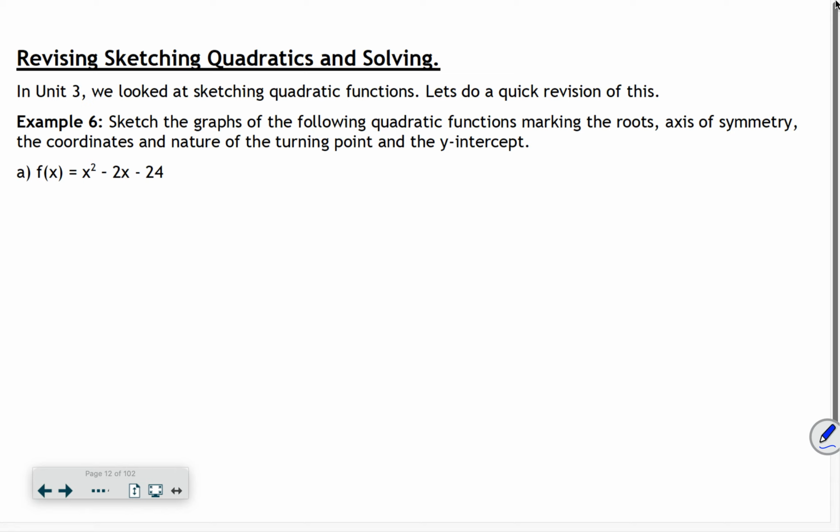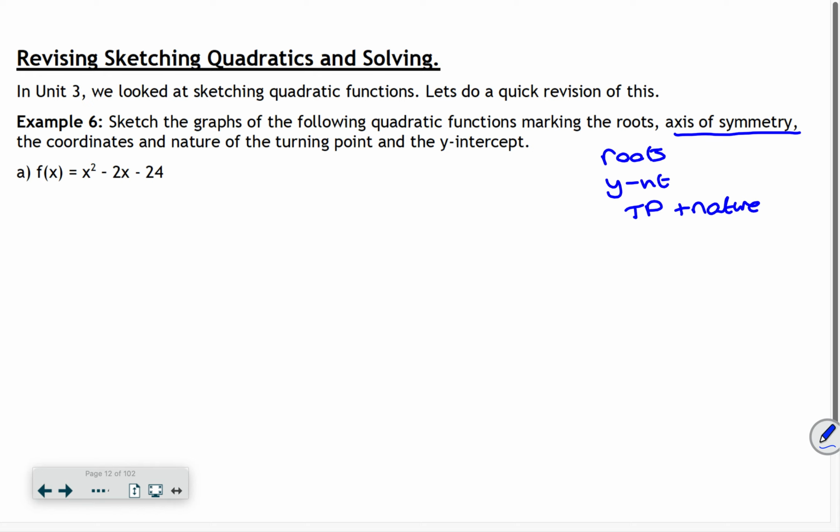Let's do a quick revision of sketching quadratics and solving them. Okay, so back in Unit 3 we learned how to do this, so you know what we need. In order to sketch a quadratic graph, all we need to do is find the roots, the y-intercept, the turning point and its coordinates, and its nature. This question also asks us for the axis of symmetry. Okay, so let's get the roots.